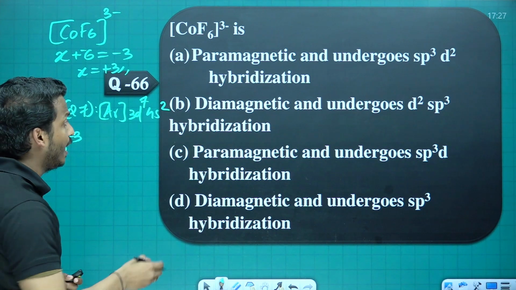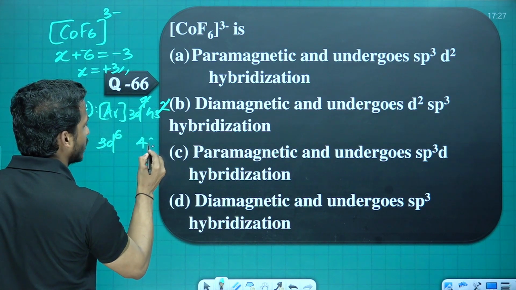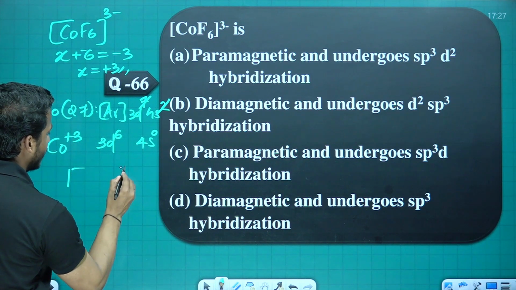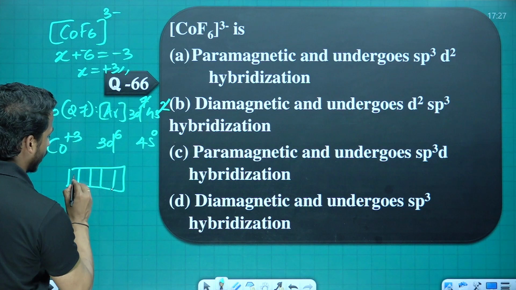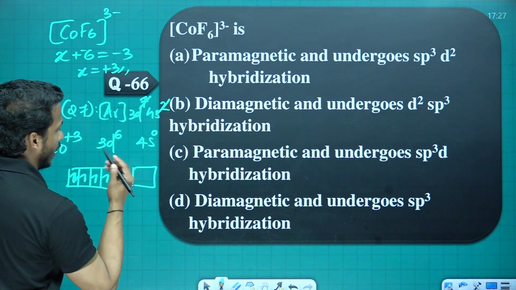What is meant by plus 3? Lose this 2 and 1. So remaining is 3d6 and 4s0. Let me write it here. How do you write 6 electrons? 1, 2, 3, 4, 5, 6, and 4s is free now.